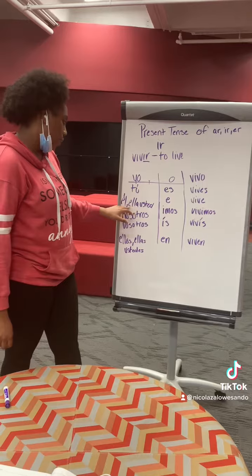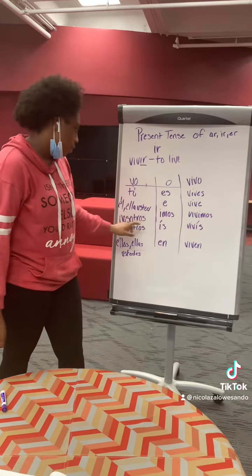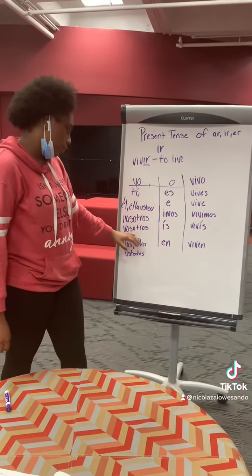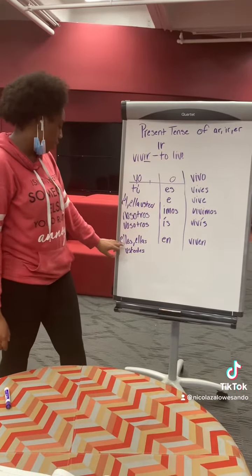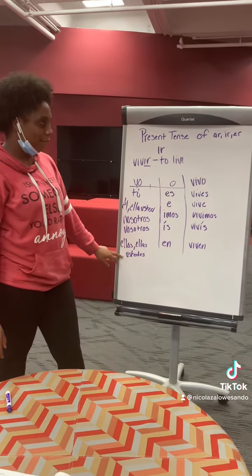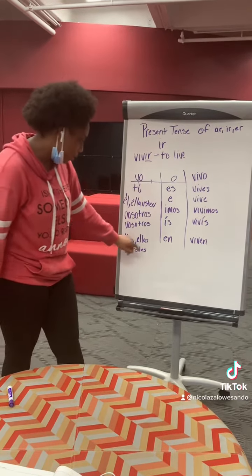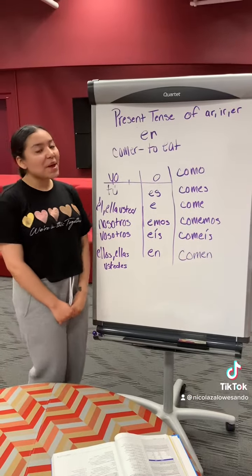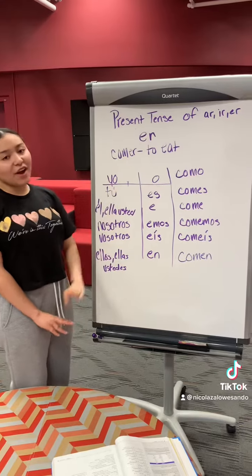Él, ella, usted would be vive. Nosotros, vivimos. Vosotros, vivís. And ellas, ustedes, and ellos would be viven, basically. Right. Today I will be teaching you the present tense of using the ER.